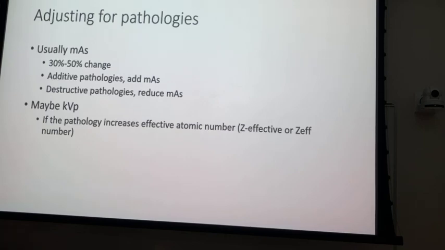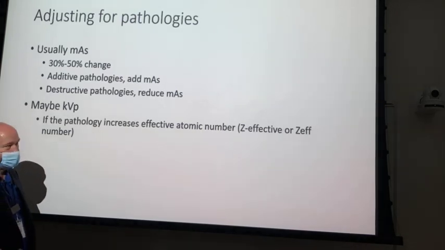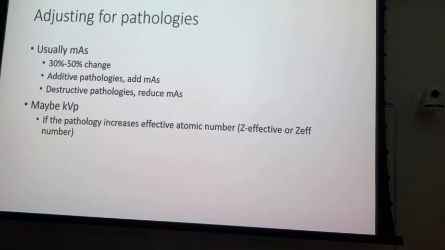So adjusting for pathologies, we talked about this on Wednesday. Your baseline is going to be a 30 to 50% change. If you know you have an additive condition, then you're going to increase your technique by 30 to 50%, and that's mass, right? Again, I expect that will probably change in your career. So additive pathologies, you're going to add mass. Destructive pathologies, you're going to reduce mass.